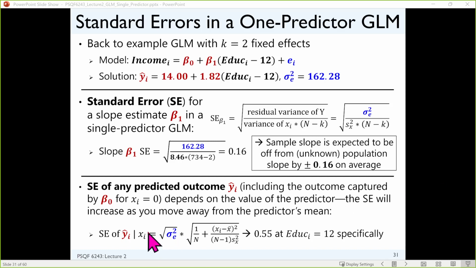So the formula starts off with the ingredients that we had before: the amount of variability in the residuals, so how spread out people still are, even though you gave them a regression line, and sample size. And then this part in here is a reflection that predicted outcomes at the mean of the predictor are going to be the most precise, and the further you move away from the mean of the predictor, the noisier a predicted outcome is going to be.